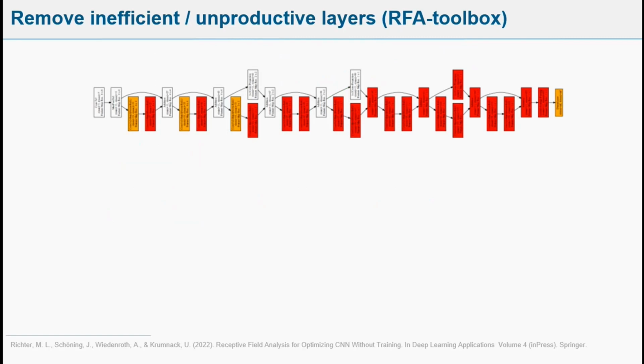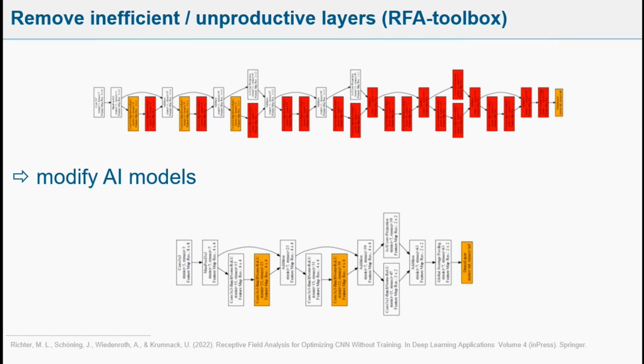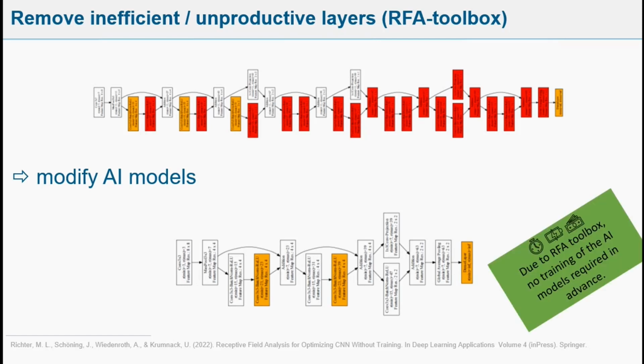This is our output. This is our first user interface, and with our receptive field analysis toolbox, we see every yellowish layer is productive, and every red layer is an unproductive layer. And by removing all these red layers, we have a new modified architecture of our neural network. And this is done with our toolbox with no training. So this can be done before training, and this saves time, money, as well as energy.